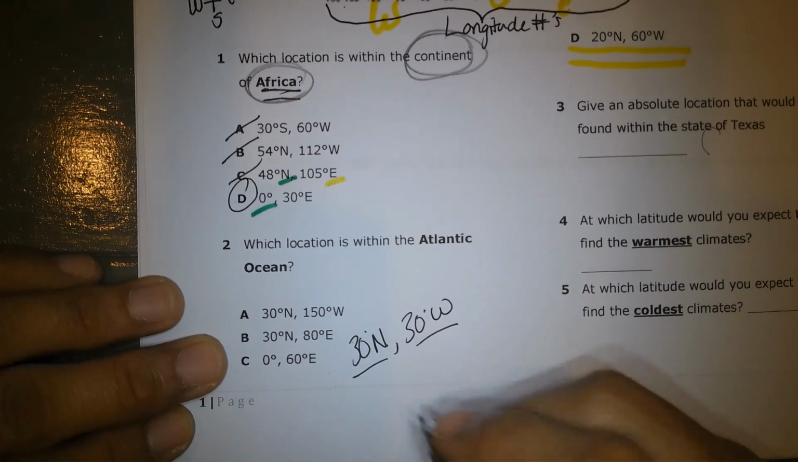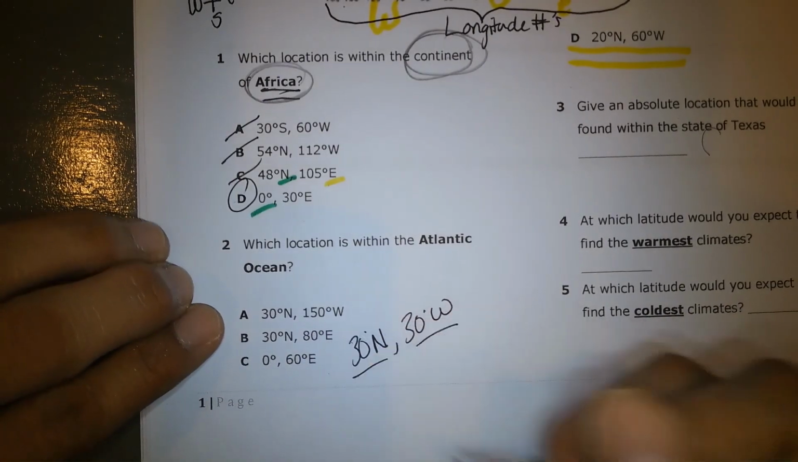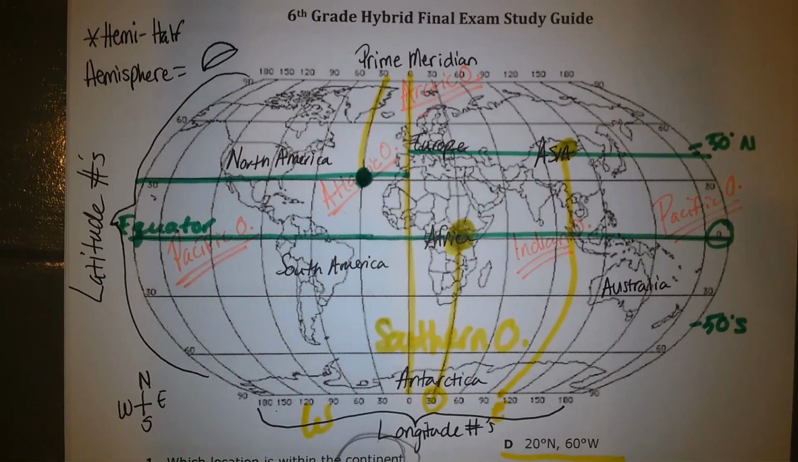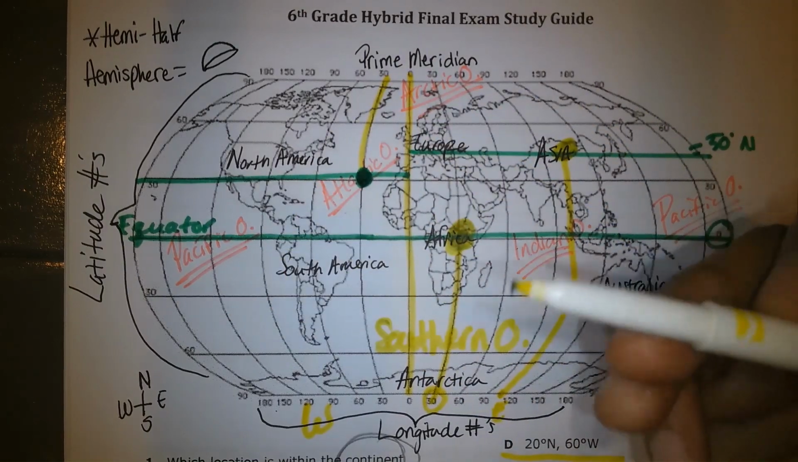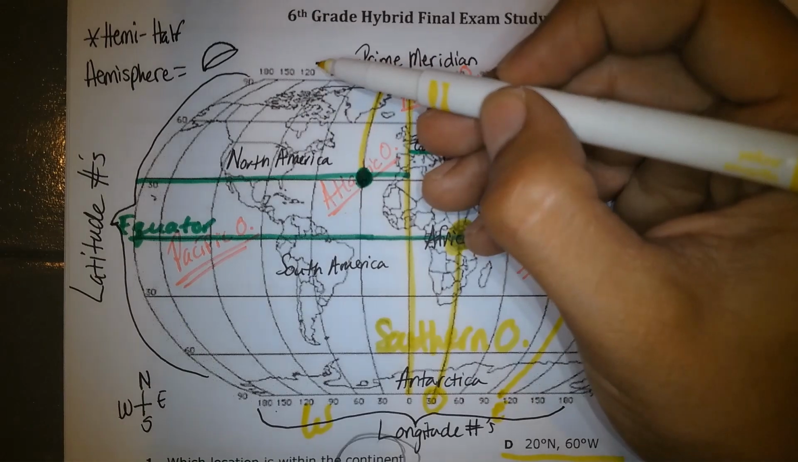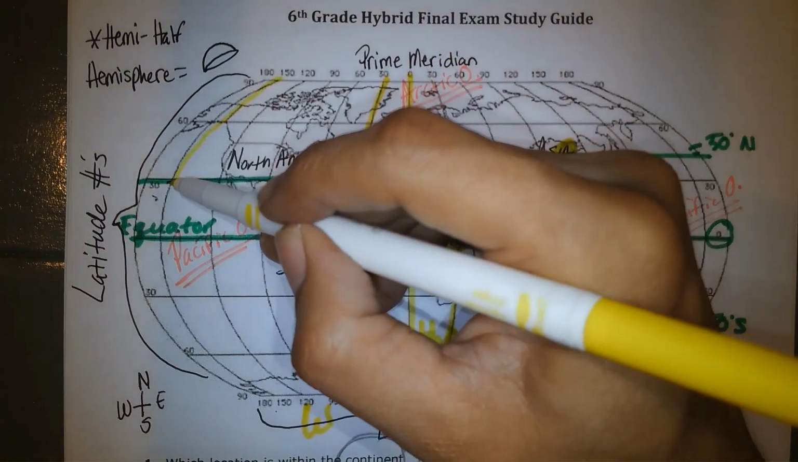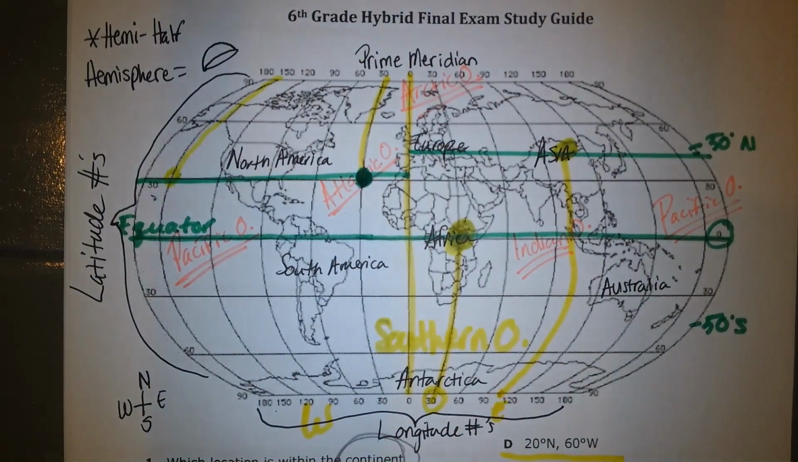Let's try another process and see if any one of these work. So we already have our 30 degrees north plotted out, and it's at 150 degrees west, which is our longitude line. So I'm going to try yellow. 150 is going to be way over here. Now that leaves me in the Pacific Ocean. So that's not the answer.